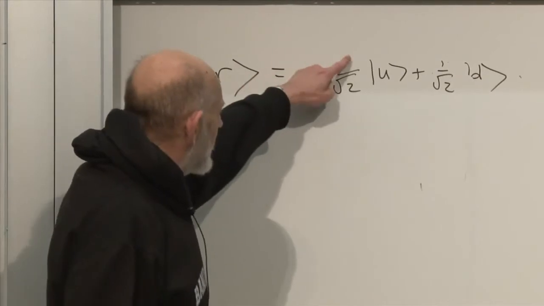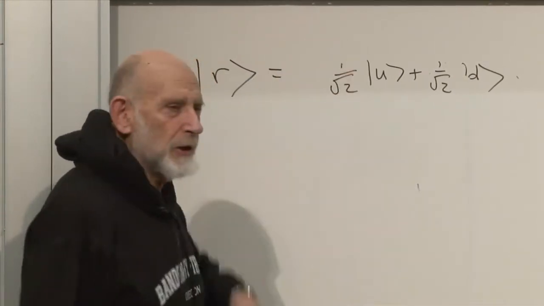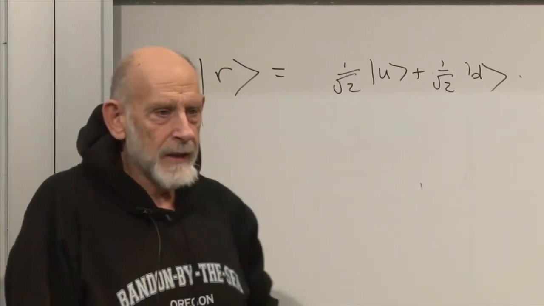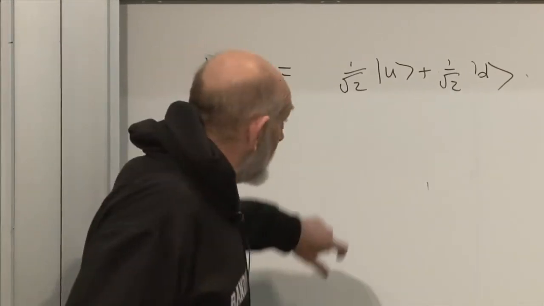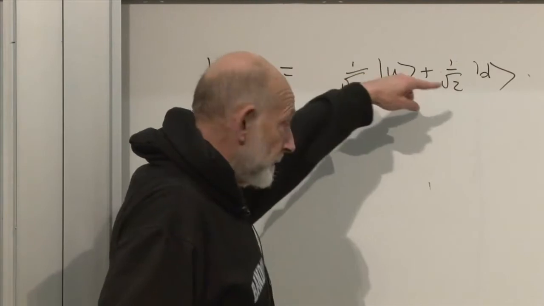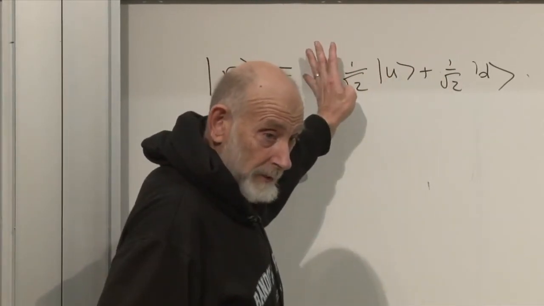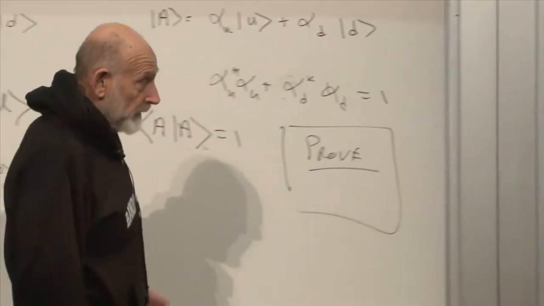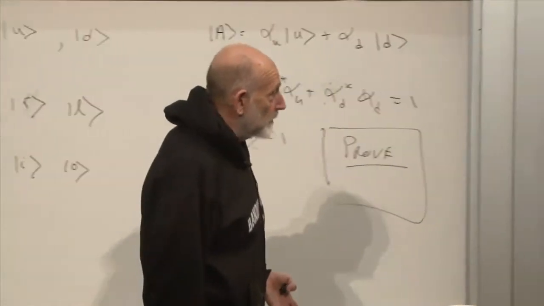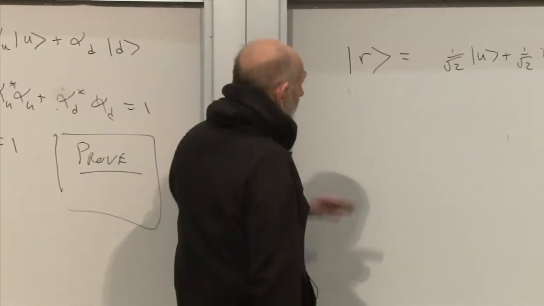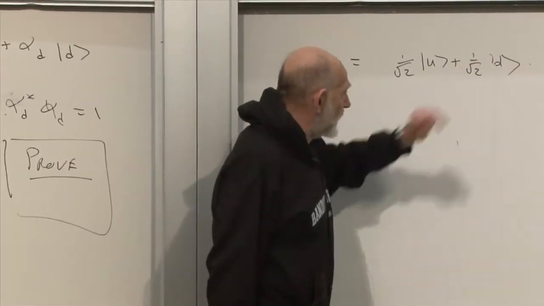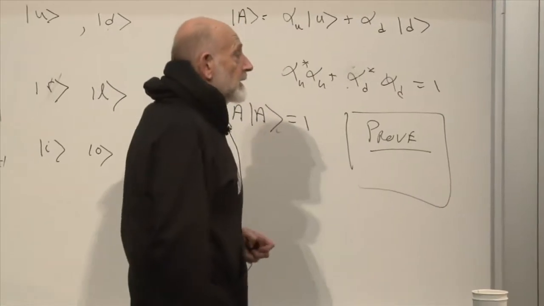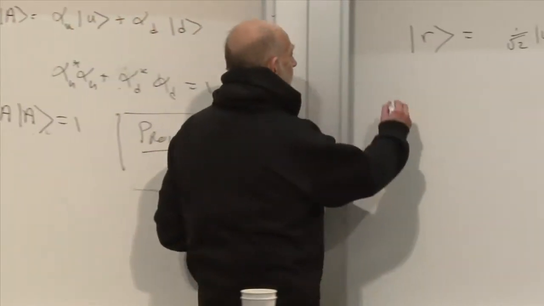Now we could put some other things. What ambiguity is there? We could put a minus sign here, or we could put a complex coefficient in front of here without changing the magnitude of it. We'll come back to that. We'll come back to what that ambiguity means. But let's take this as a working hypothesis for what the state right is. That leaves us with the state left.